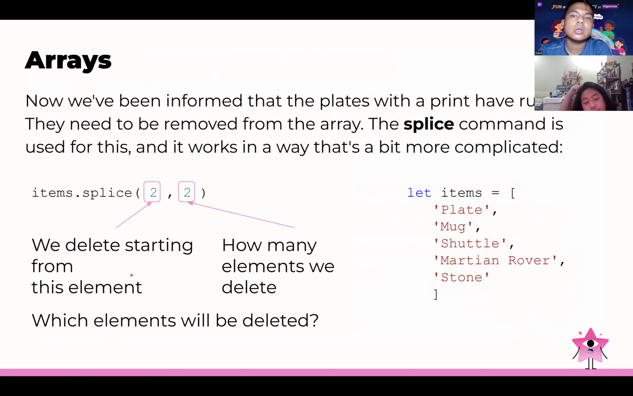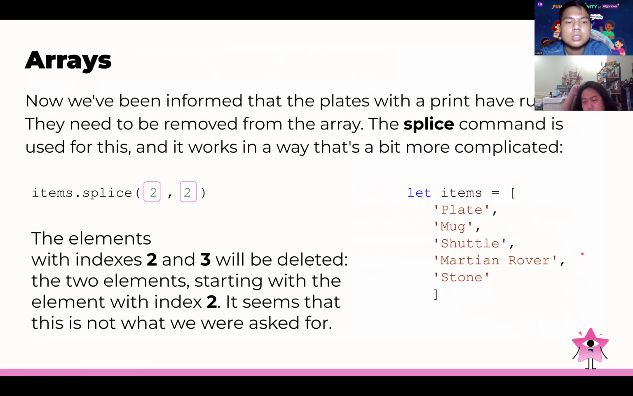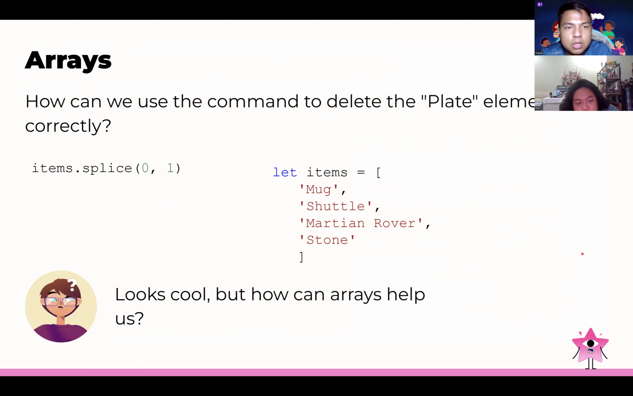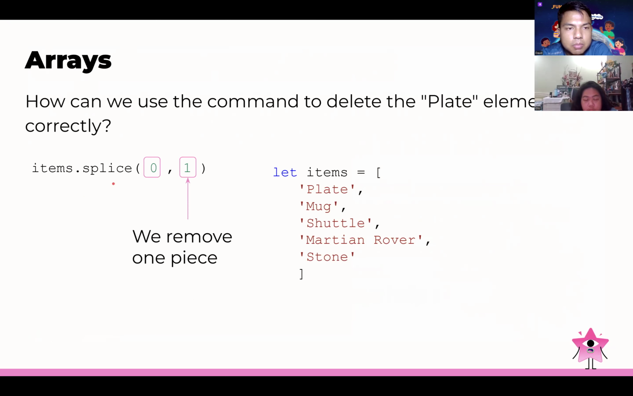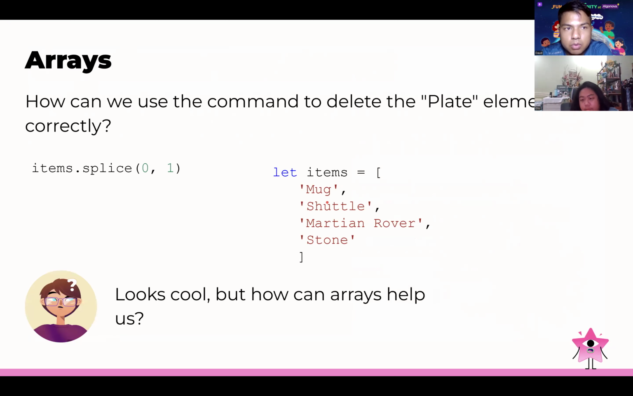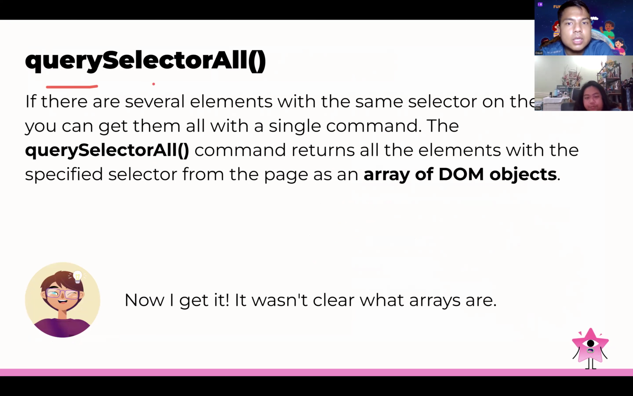Splice, you can also use to delete. For the first argument, we delete starting from this element, from this index. So it's starting from 0, 1, 2, from the shuttle, and then you will delete two values. That means shuttle and Martian rover. Now, for example, if you use splice with 0 and 1, the plate will be removed.